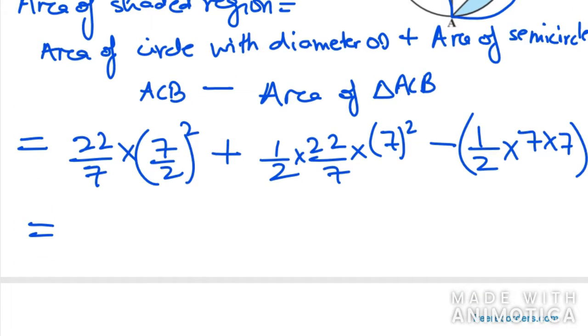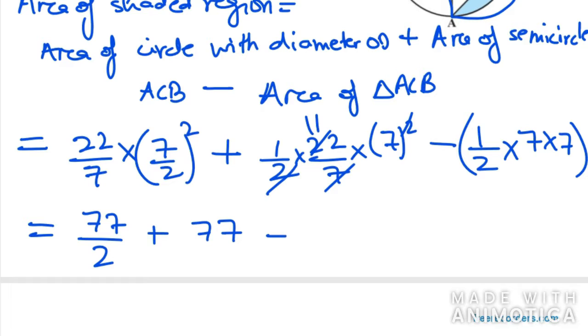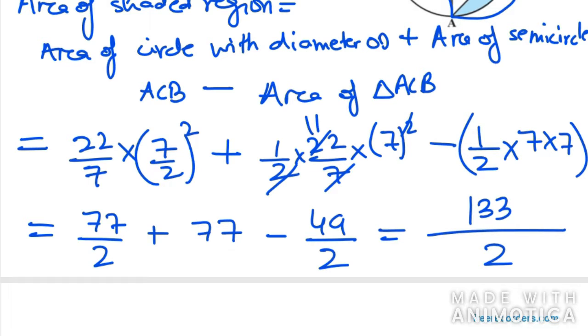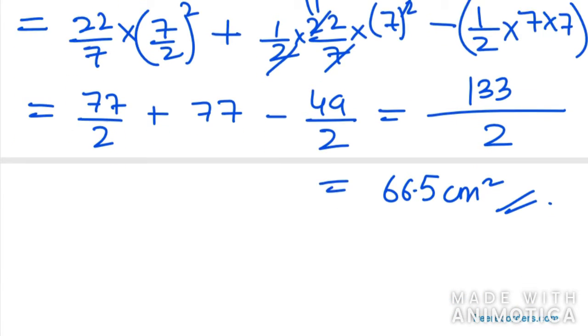So this will be 77/2. This will be 77. The last one will be 49/2. So taking LCM as 2, the upper part will be 133. So 133/2 will be 66.5 centimeters square. That's the answer for question number 9.